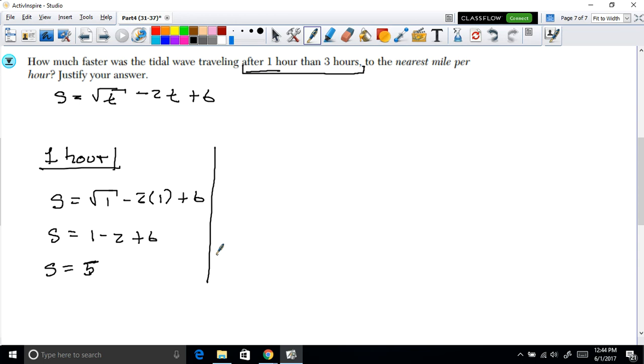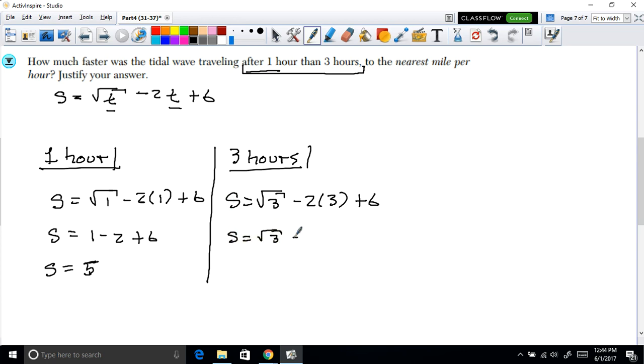Now, what happens when we have 3 hours? At 3 hours, we get S equals the square root of 3 minus 2 times 3 plus 6, because we're looking at the equation and substituting t for 3. So now we have S equal to the square root of 3 minus 6 plus 6. But notice that they cancel out. So here we have S equal to, let's leave it as, the square root of 3.